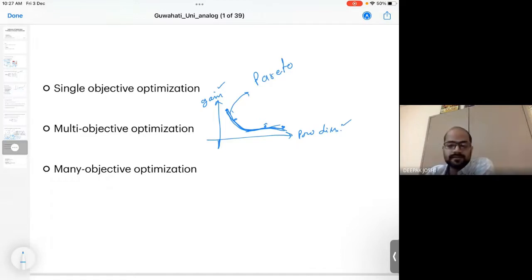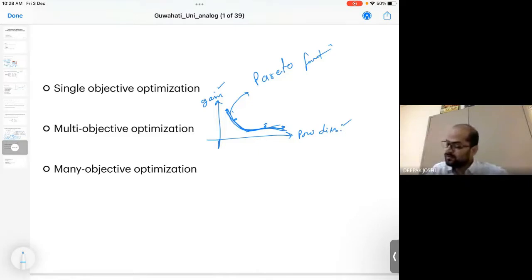It can also be called the Pareto surface or Pareto solutions. Pareto was an Italian scientist who introduced this term. You can say Pareto plot or Pareto function. So this is the output of multi-objective optimization.